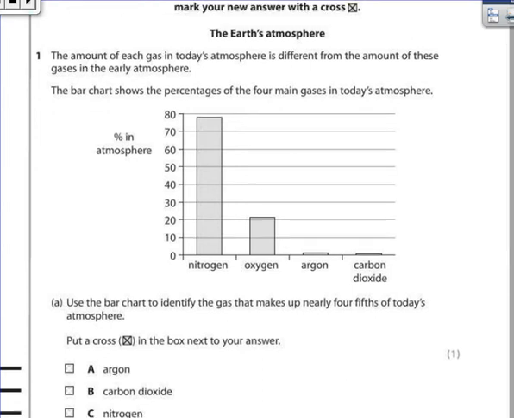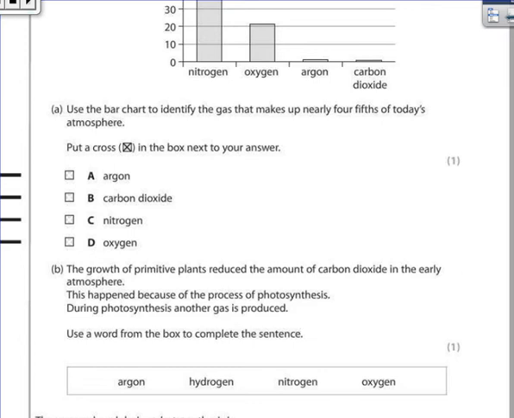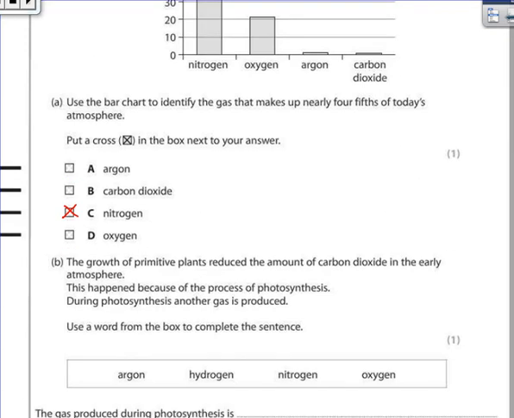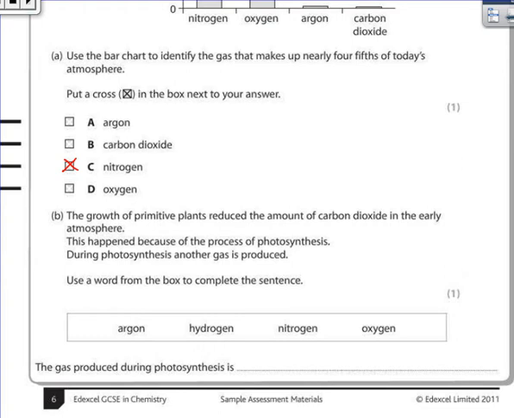Okay, 4/5 of the Earth's atmosphere is made up of nitrogen. We can tell that from the bar chart. Have a look, nearly 80%. And finishing off this, the gas produced by photosynthesis. This is why we're here. Okay, so green plants, which photosynthesize, produce oxygen.